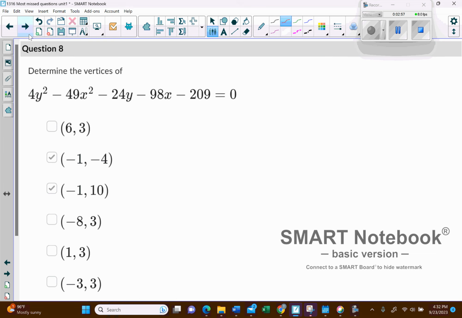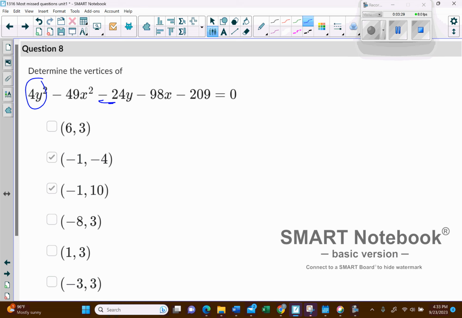The last one says determine the vertices. The vertices are going to be found by using the a value from the center. Before you can do that, though, there's a lot of cleaning up to do. My y squared is positive, so I already know my transverse axis is going to be parallel with the y-axis because of that.